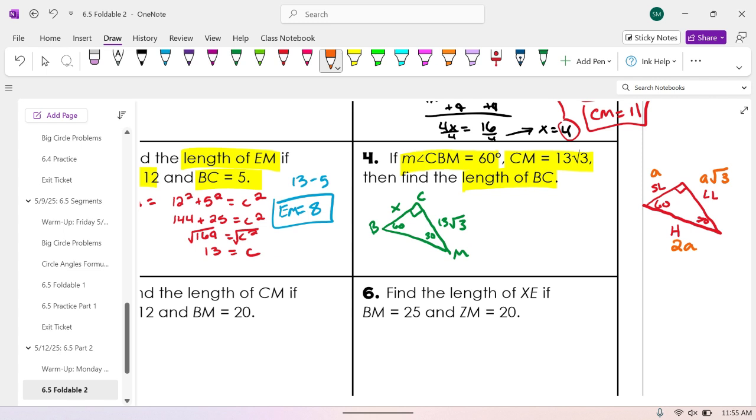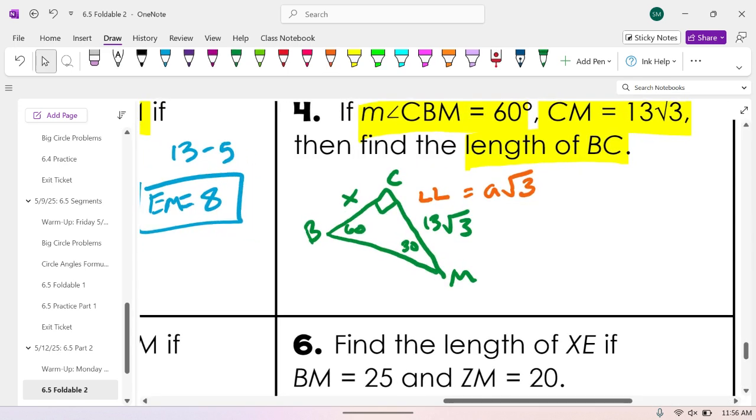So, the 13 square root of 3 is across from which angle? So it's diagonal to which angle? The 60. So it's considered which: the short leg, long leg, or hypotenuse? The long leg. So in other words, it's equal to A times square root 3. Now, BC or X is across from which angle? It's across from the which angle? 30. So that's my short leg, which is A.